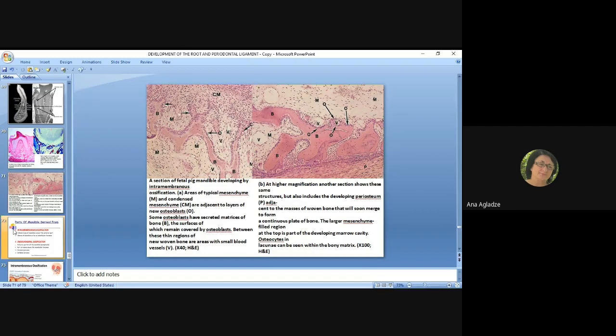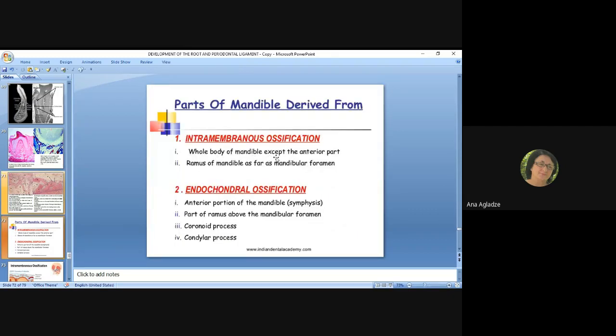And here you can see that the whole body of the mandible, except the anterior part, undergoes intramembranous ossification. The ramus of the mandible, as far as the mandibular foramen, also undergoes intramembranous ossification, and endochondral ossification occurs in the anterior portion of the mandible, the symphysis, the junction of the two mandibular bones, and we will discuss this in the next lecture with orofacial differentiation, and the part of the ramus above the mandibular foramen, the coronoid processes and condylar processes.